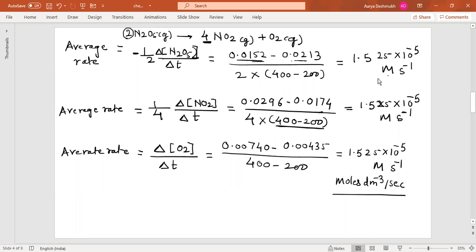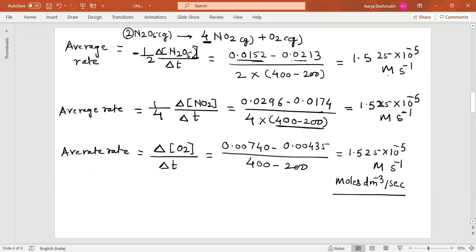Now, if you look at this carefully, you will see every time, whatever the rate of consumption of N2O5 is, it is found to be this one. The rate of formation of NO2 is this one. And the average rate of formation of O2 is again the same. The average rate of the reaction is also the same, though there is a change in the concentration at the respective times. Understood this one? So in this way, you can solve the problems based on the average rate of the reaction.